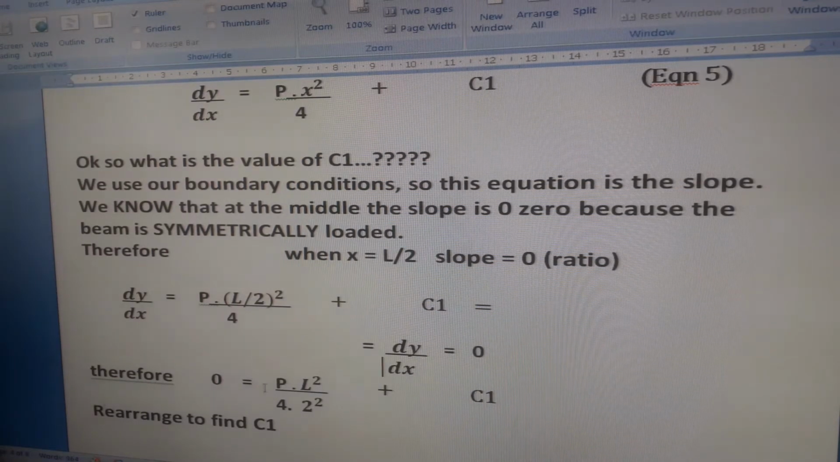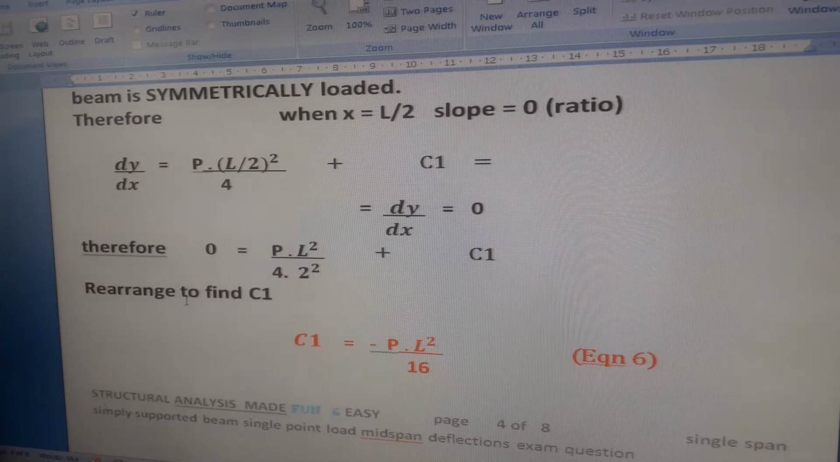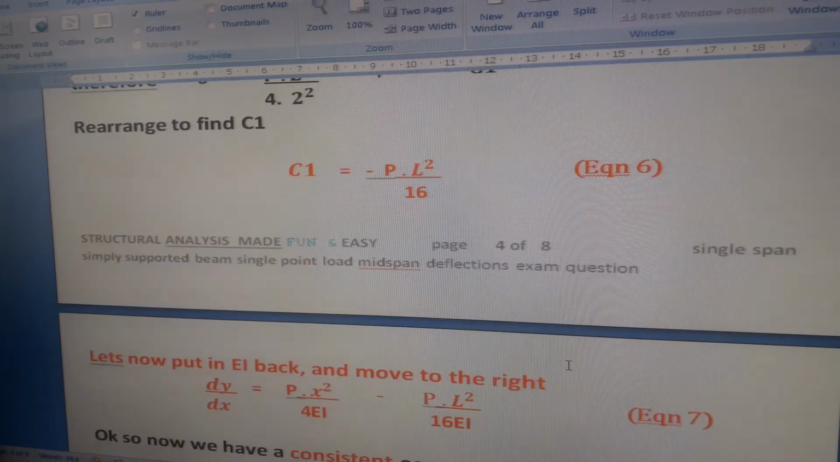Therefore 0 equals PL squared over 4 times 2 squared plus c1. So PL squared divided by 4 times 2 squared. 2 squared is 4, so 4 times 4 is 16. 0 equals PL squared divided by 16 plus c1. So if we rearrange this, we take the PL part to the other side. c1 equals minus P times L squared over 16. So the integration constant is minus PL squared over 16.